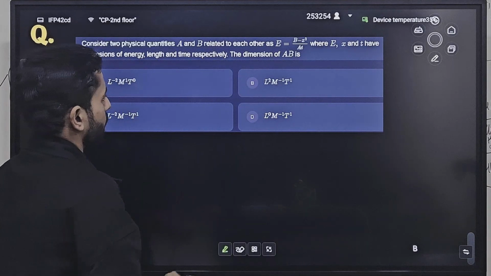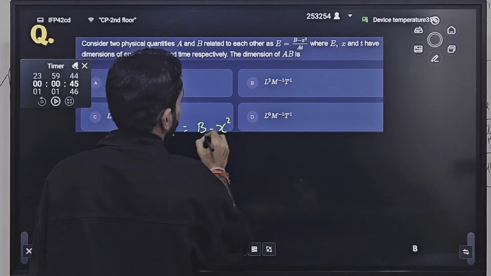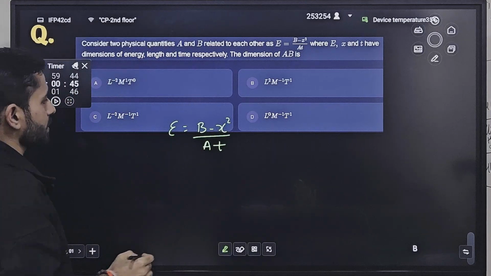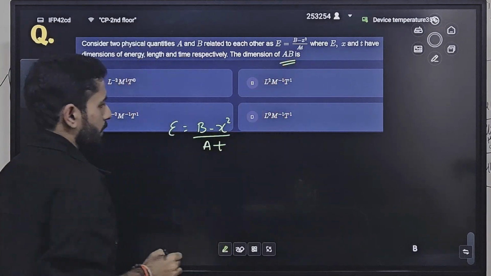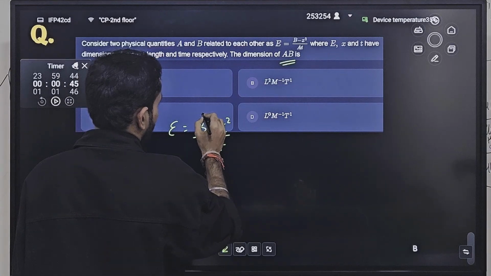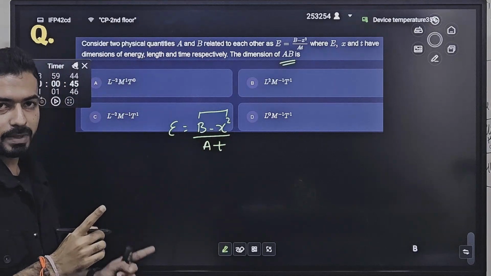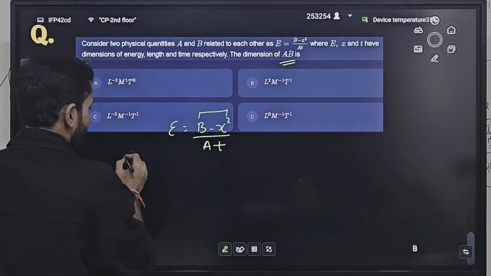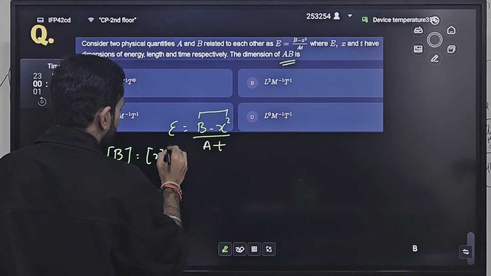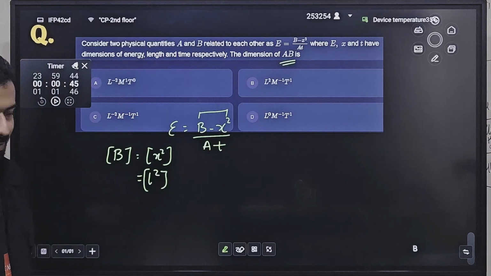See, what is the equation given? E is equal to (b minus x square) divided by (a into t). Correct? And they are asking you for the dimension of a multiplied by b. Firstly, very simply, I can use the principle of homogeneity. It says that if two terms are in subtraction, their dimensions should be the same. So the dimension of b should be equal to the dimension of x square. And what is the dimension of x square? I can say simply L square. First answer I easily got.